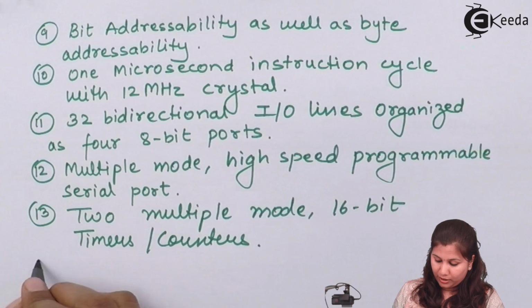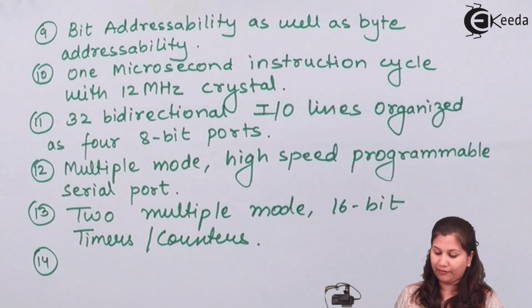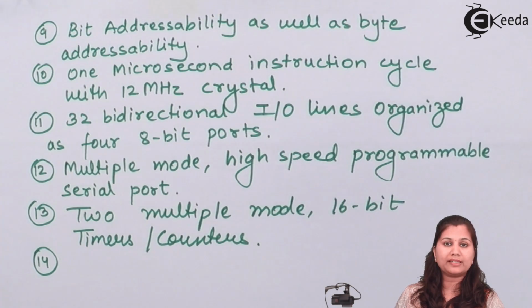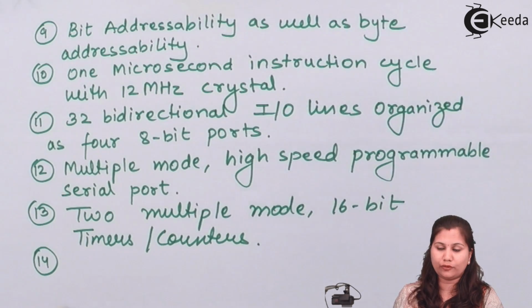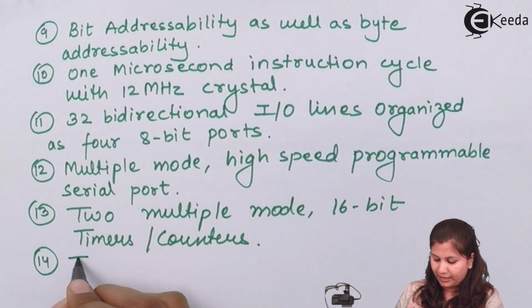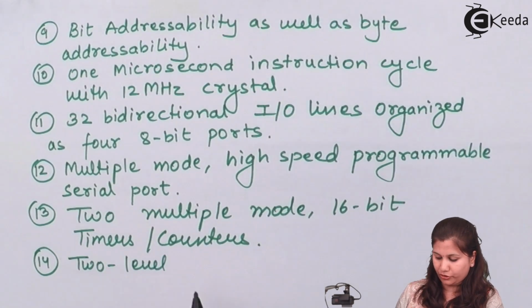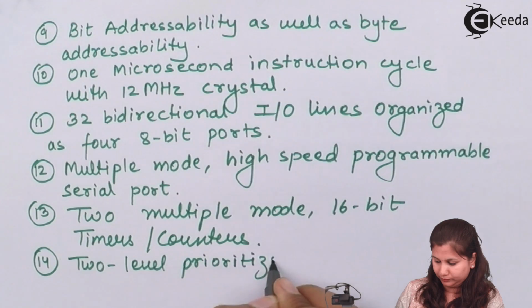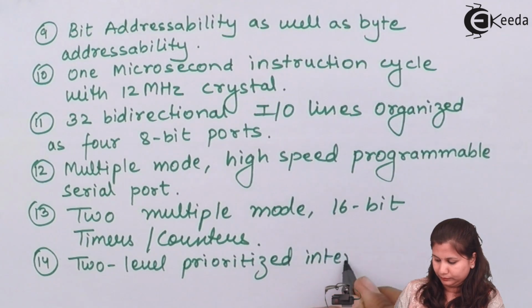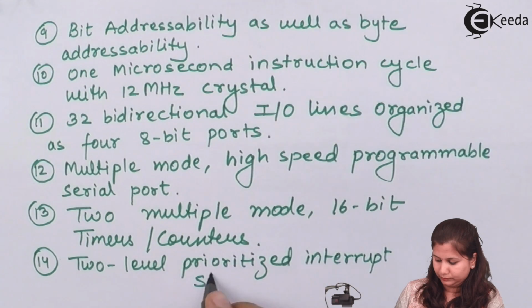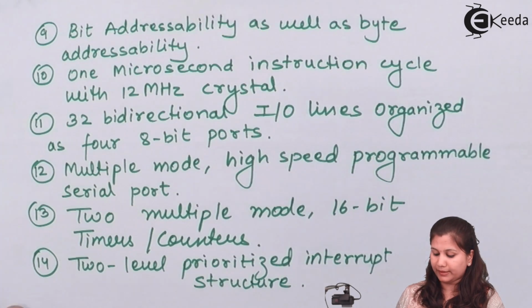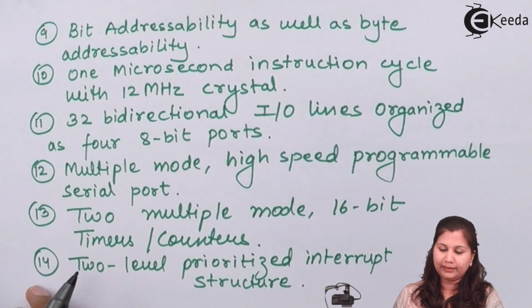various modes. Now talking about the interrupts, we have different interrupts for 8051, and these interrupts are divided into various priorities. There are two priority levels in the 8051. So we can say that we have a two level prioritized interrupt structure.